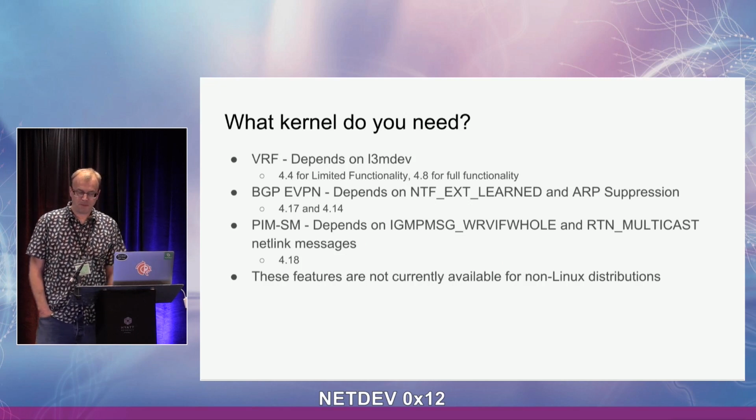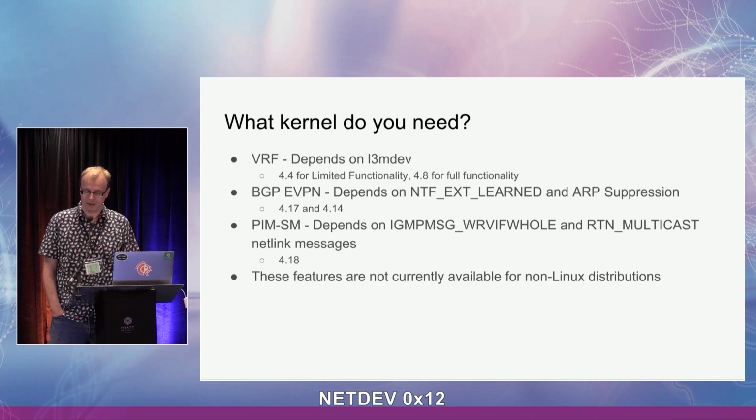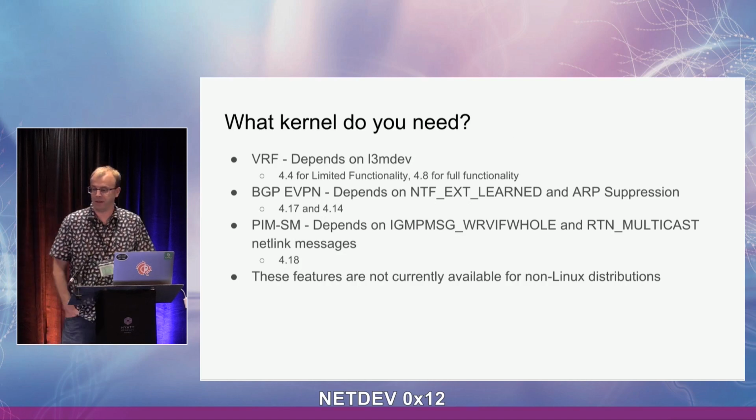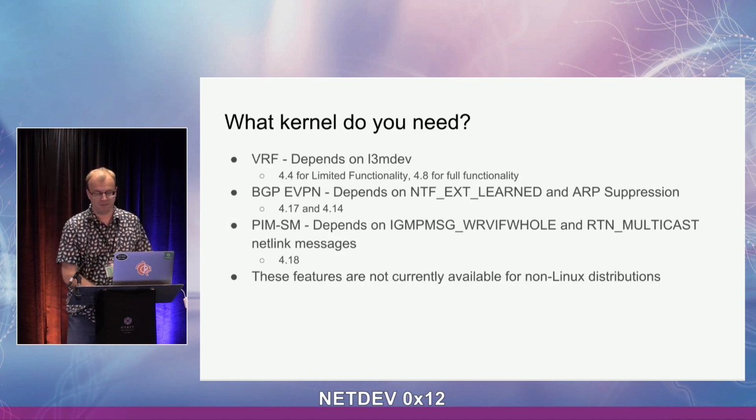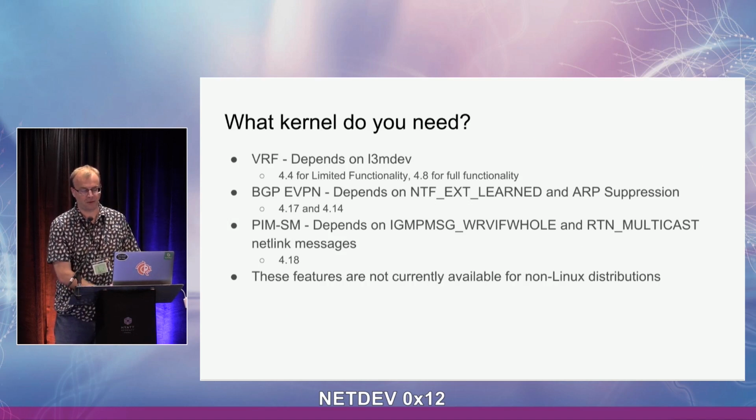To get PIM-SM going, we needed to add some RTM and multicast netlink message upgrades so we can get a bit more data from the kernel. We also needed to add a new callback via the PIM socket, the IGMP message wrong VRF hook, to allow for register packets to work.